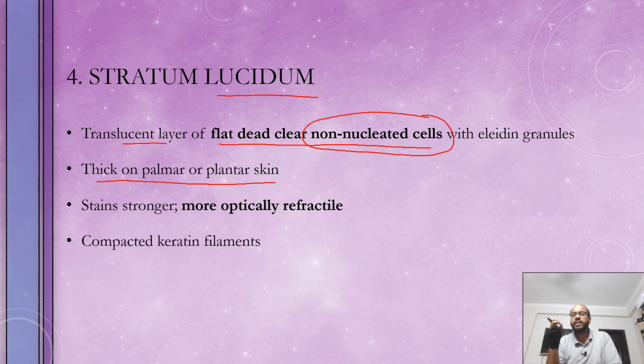And that is why the stratum lucidum is actually in normal skin biopsy a very, very thin layer. But when the tissue itself is very thick, it makes the stratum lucidum easily visible. Okay, it stains stronger and is more optically refractile, making it more lucid, more clear. And that is why it is known as stratum lucidum, a clear layer, a more optically refractile layer. It consists of compact keratin filaments. Okay, let's move on.